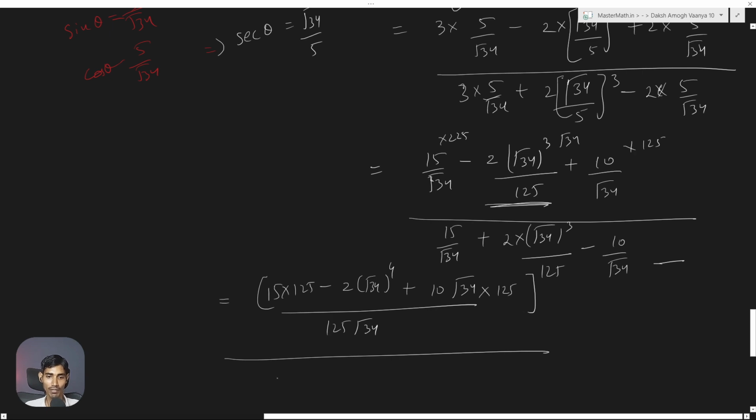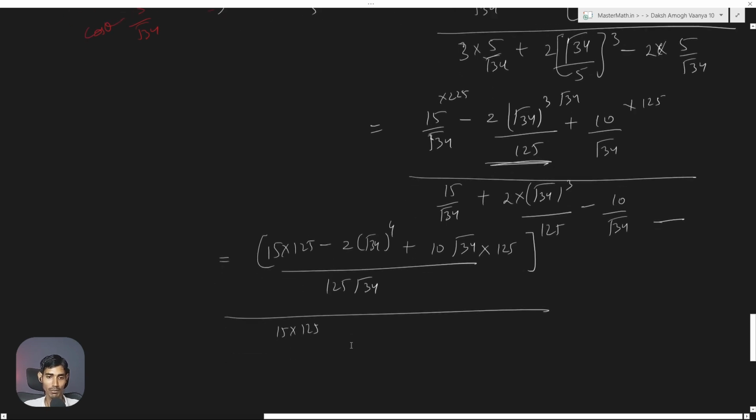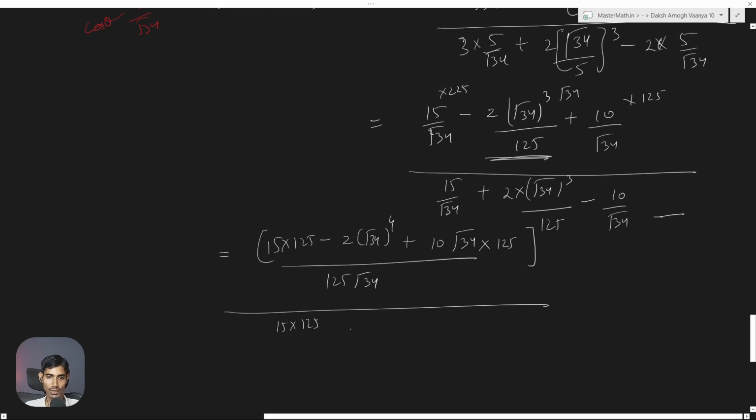And the denominator will have 15 into 125. Of course, it's the same value, symmetrical values, and plus 2 into root 34 power. Why didn't I expand this root 34? Because I was getting a root 34 in the LCM, and that would multiply. We will have it 4 times. So that's why I didn't solve it previously with the cube one. And this is going to be into 125, 10 into 125. Okay. Is the LCM part okay? Anyone has any doubts? It's a lengthy question for now, surely.